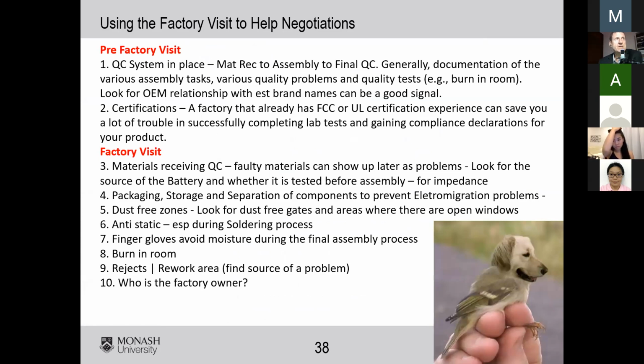Using factory visit to help negotiations. All right, just remind what we said earlier, pre-factory visit, do they have a QC system in place? Do they have certifications? Right, you know that because you're asking for certifications like you did in the first hour this evening, and then you can check those certifications against the website, or you can go and talk to a third-party testing lab like SGS that they have a certification with, and actually double check with them.